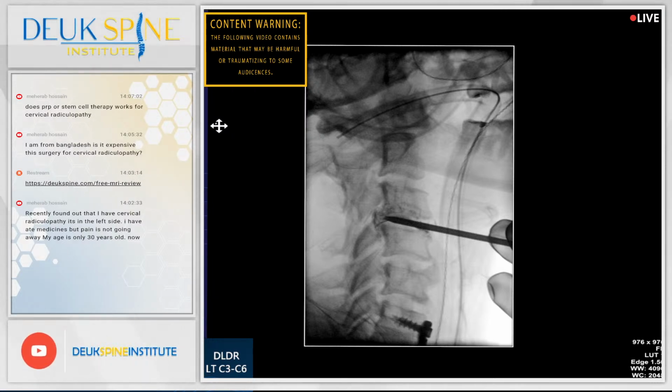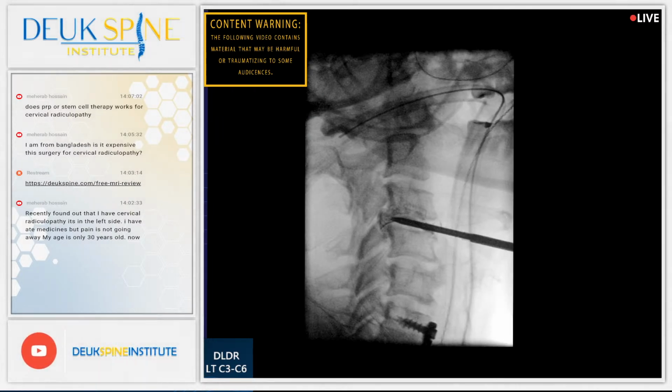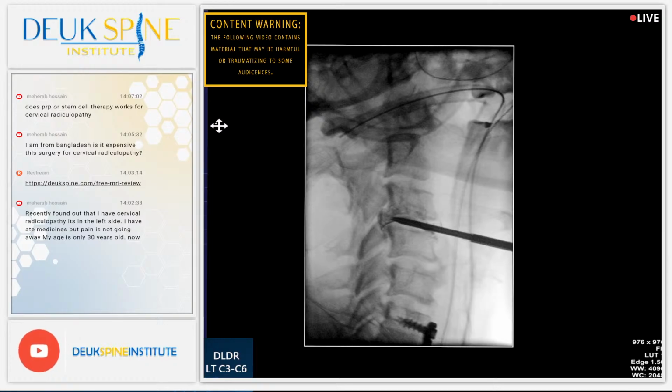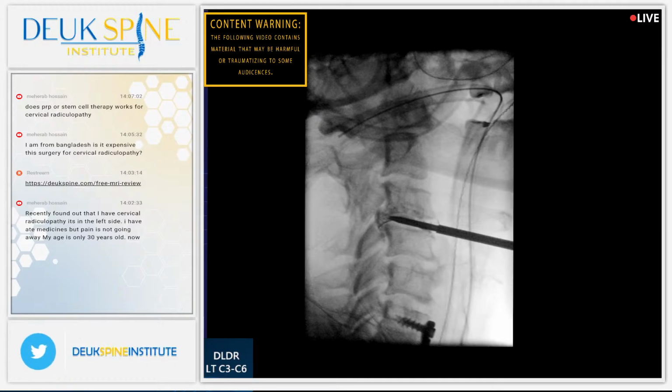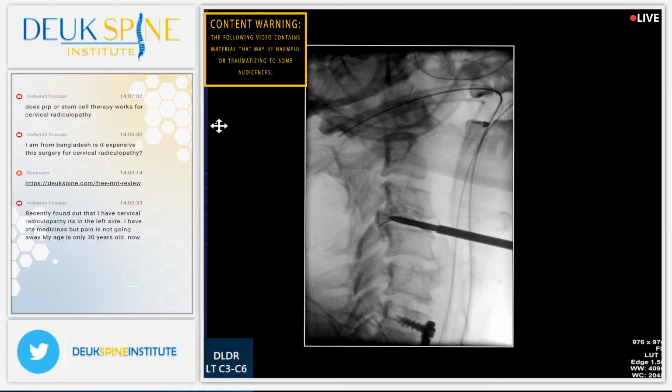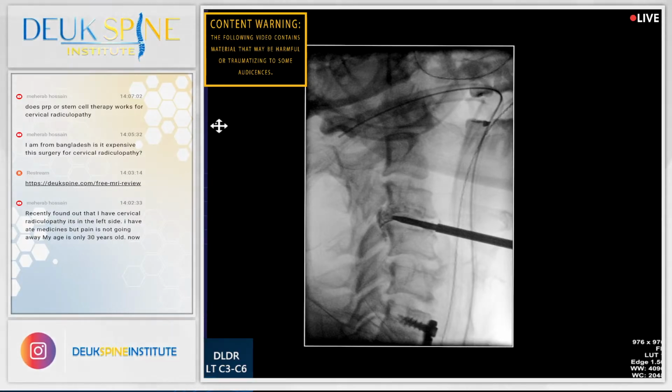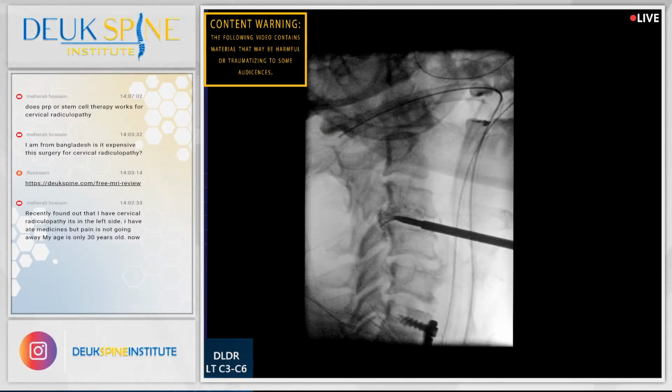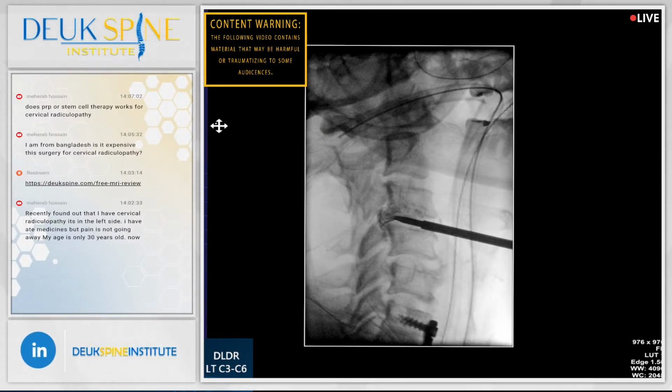I'll take the question. Mehrab asking, does PRP or stem cell therapy work for cervical radiculopathy? No, it doesn't. PRP and stem cells do not work for cervical anything. We've tried it. It doesn't work. Doctors are happy to take your money, but it will not work. If it worked, we'd be doing it. This is what works. But this is all that works.